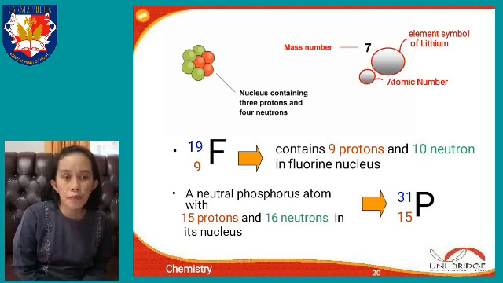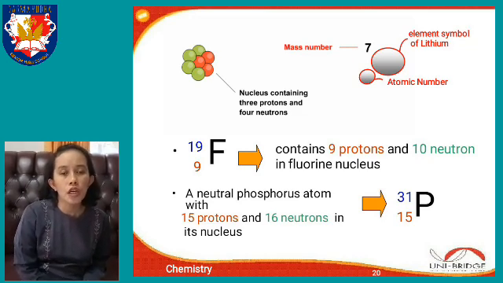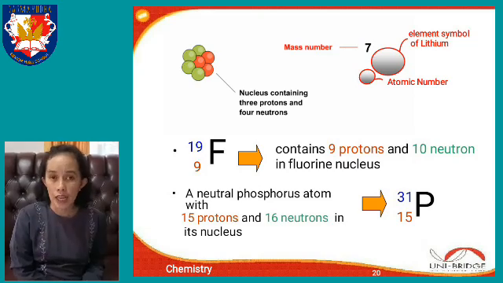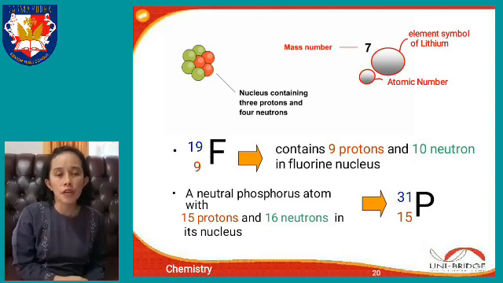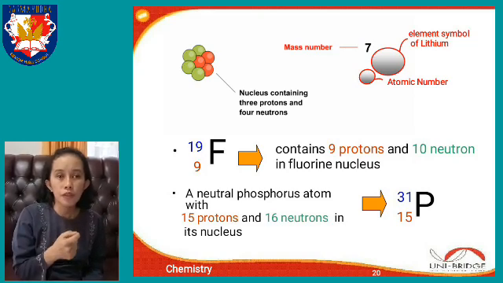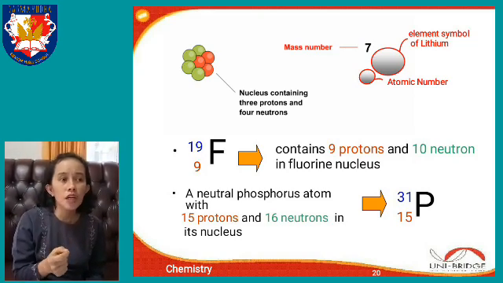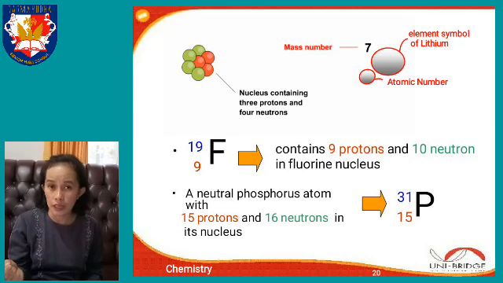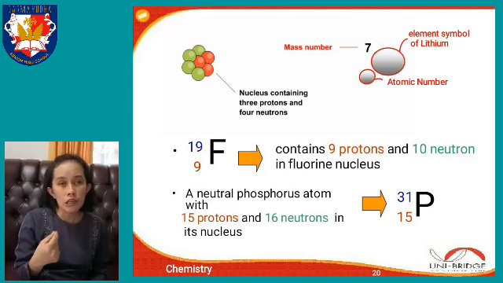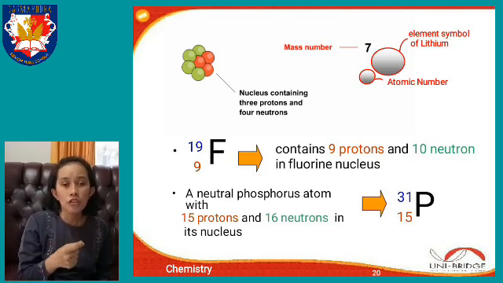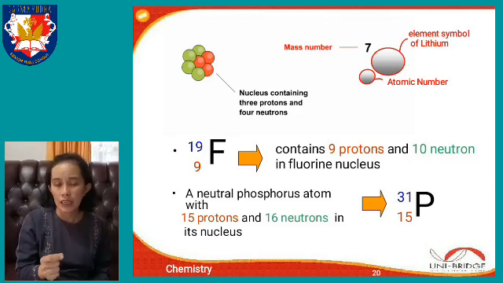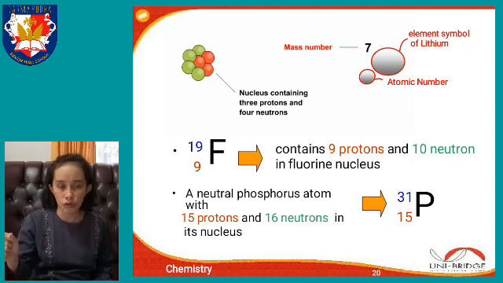Let's count the proton number, electron number, and neutron number of the fluorine element. The atomic number of fluorine is 9. The mass number of fluorine is 19. The proton number is the same as the atomic number. If the atomic number is 9, it means that the proton number of fluorine is also 9. The electron number is similar to the proton number. So if the proton number is 9, the electron number is also 9.